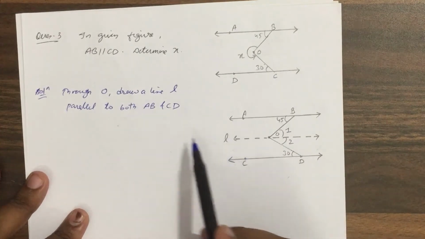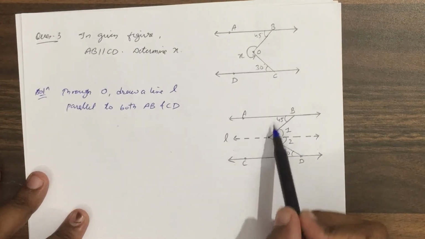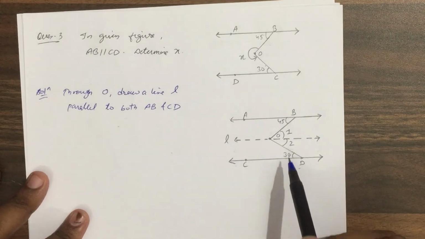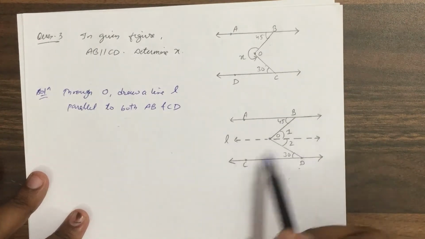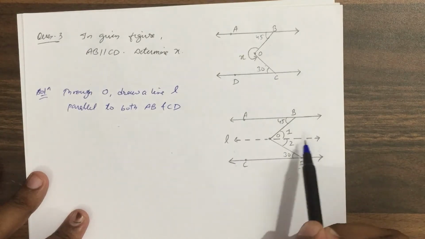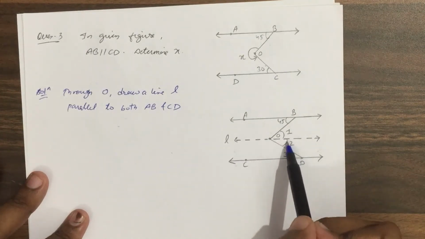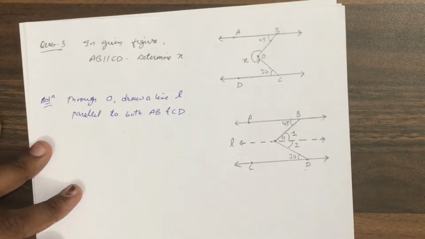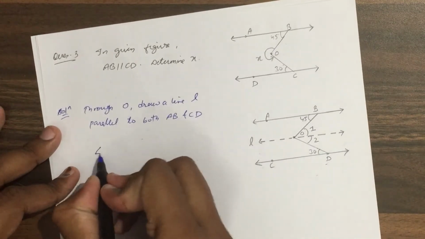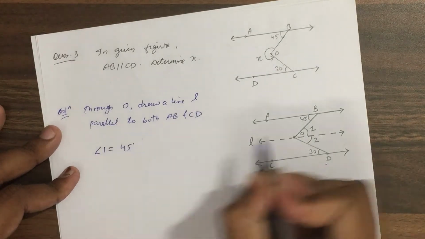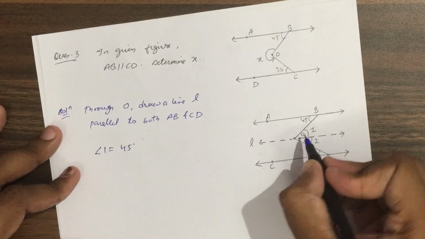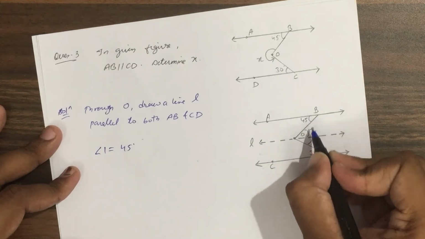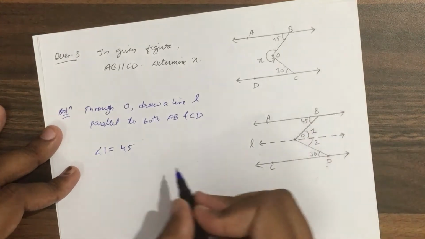Now what did we do in the construction? Through point O we draw a line L parallel to AB and CD both. Okay. Because these are parallel, this line will be parallel to both. Now mark it as angle 1 and mark it as angle 2. So now you can say that angle 1 will be equal to 45 degree. Why 45 degree? Because AB is parallel to L and this is a transversal. So angle 1 will be equal to 45 because of alternate angles.